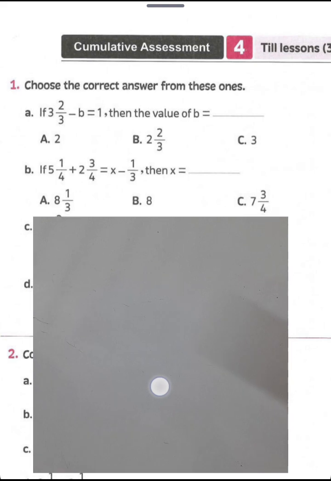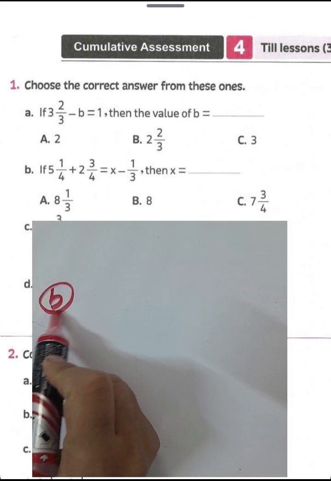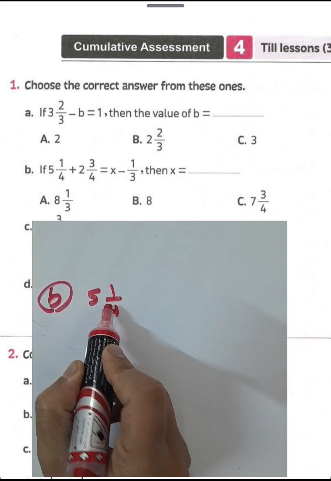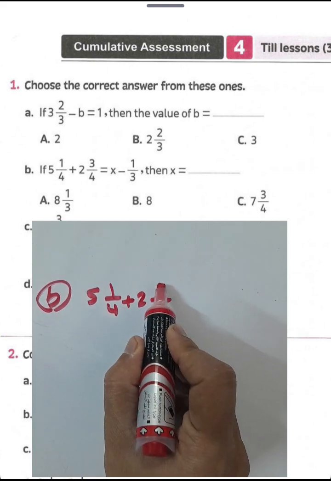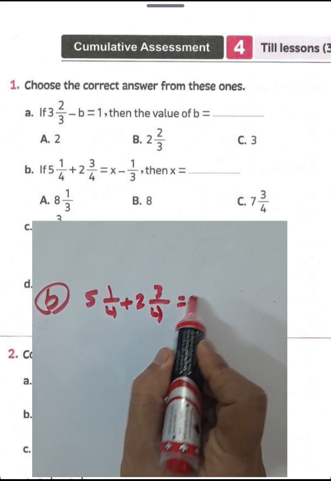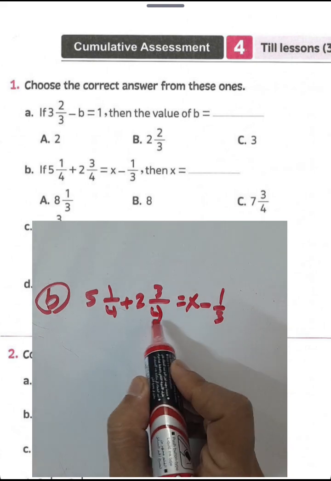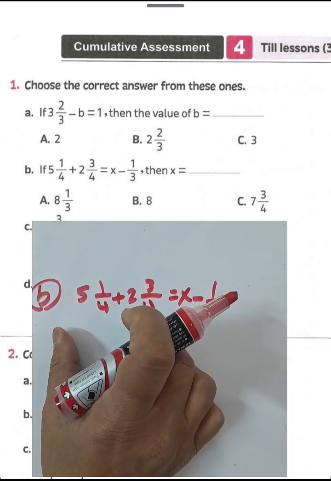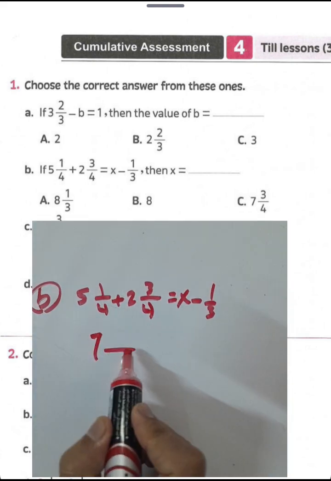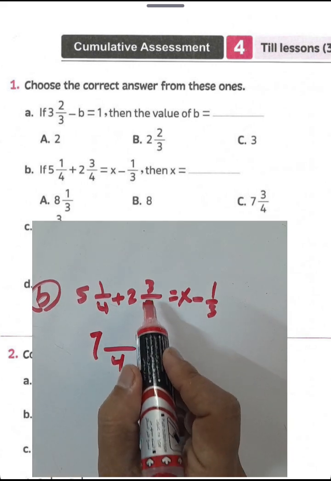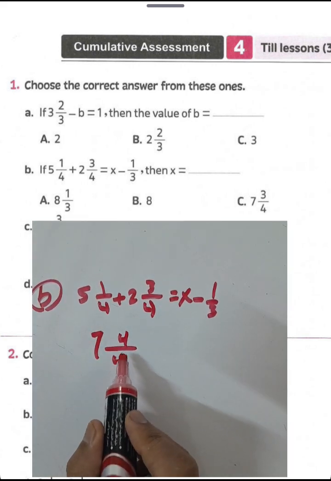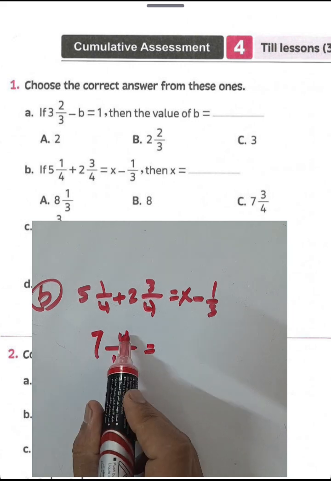Question letter B. If 5 and 3 over 4 plus 2 and 3 over 4 equal x subtract by 1 over 3, you want to find the value of x. First step, you must add two fractions here. 5 plus 2 equals 7, and write 4 in the denominator. 3 plus 3 equals 6. Then the result will be what? 7 and 6 over 4, it will be 8 and 2 over 4.